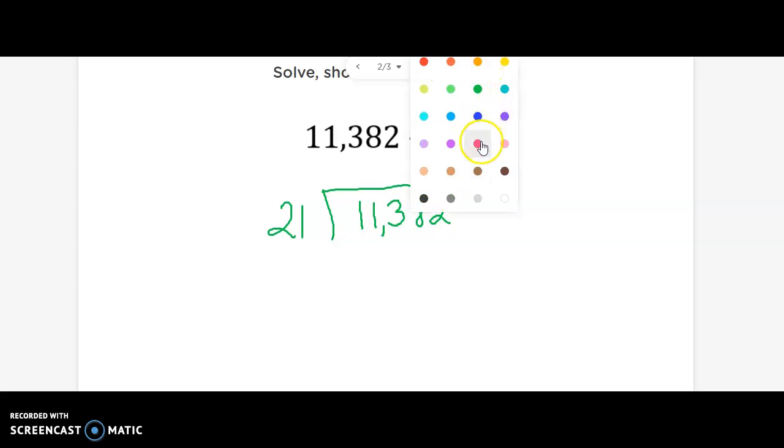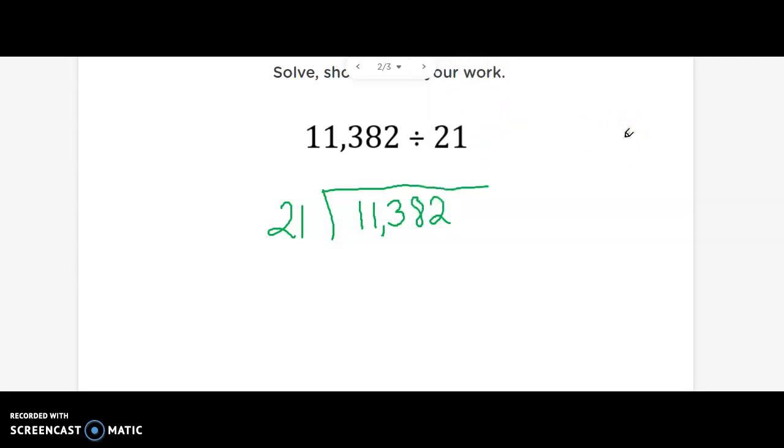Now, off the top of my head, I may not know my facts of 21s. So I somewhere need to do some scratch work. And I'm just going to think about what I know. I know that 5 20s is 100. So I'm going to go with 5. So let's multiply 21 times 5, which is going to give me, yep, 105. Because if I go one more, it's going to be over 113. All right, so there we go.